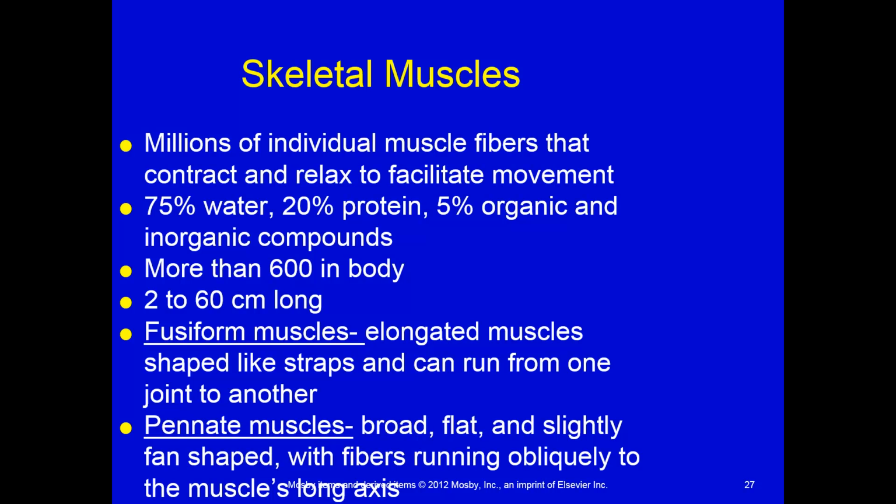Then on the other hand, you have your pinnate muscles. These are your more broad, flat, again, sometimes depending on where they're located, slightly fan-shaped muscles that fan out, with fibers that run obliquely to the muscle long axis, as opposed to the long fibers that run with these fusiform muscles.